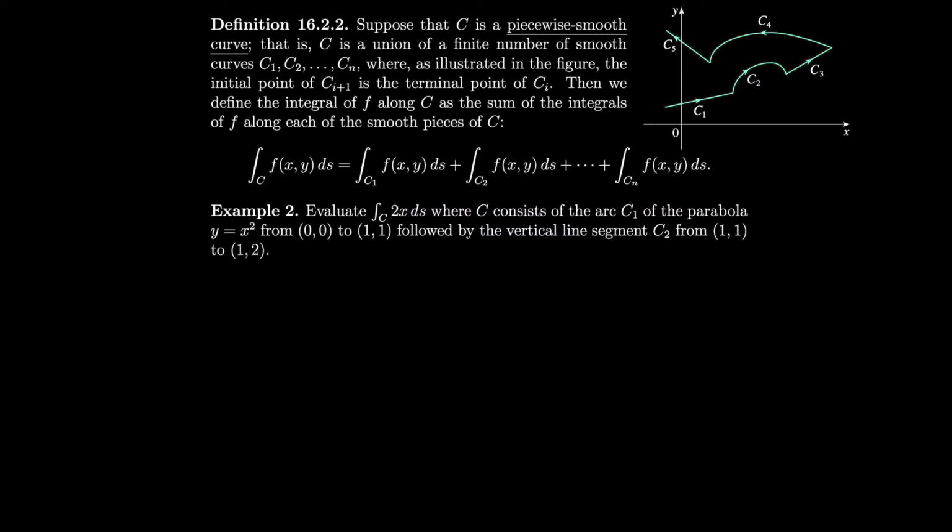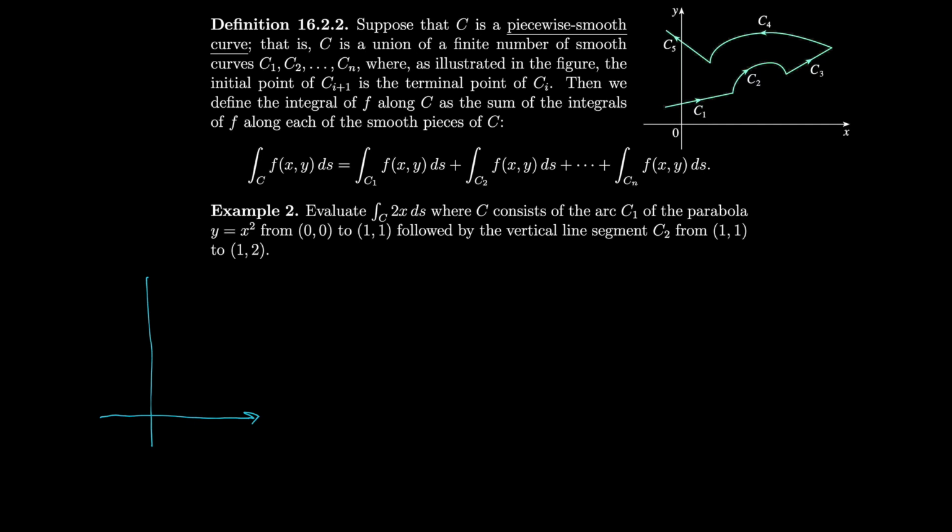So let's evaluate the line integral of 2x ds over C, where C consists of the arc C1 of the parabola y equals x squared from (0, 0) to (1, 1), followed by the vertical line segment C2 from (1, 1) to (1, 2). So we will draw that.